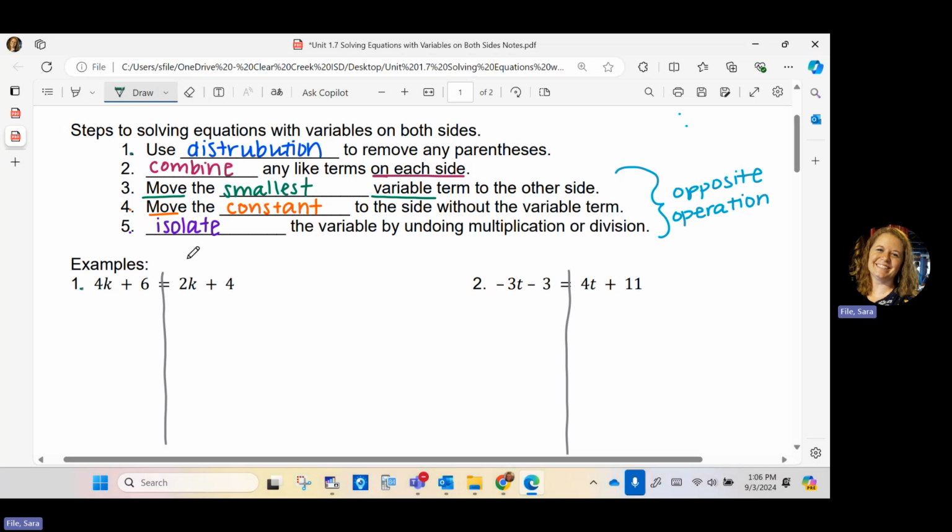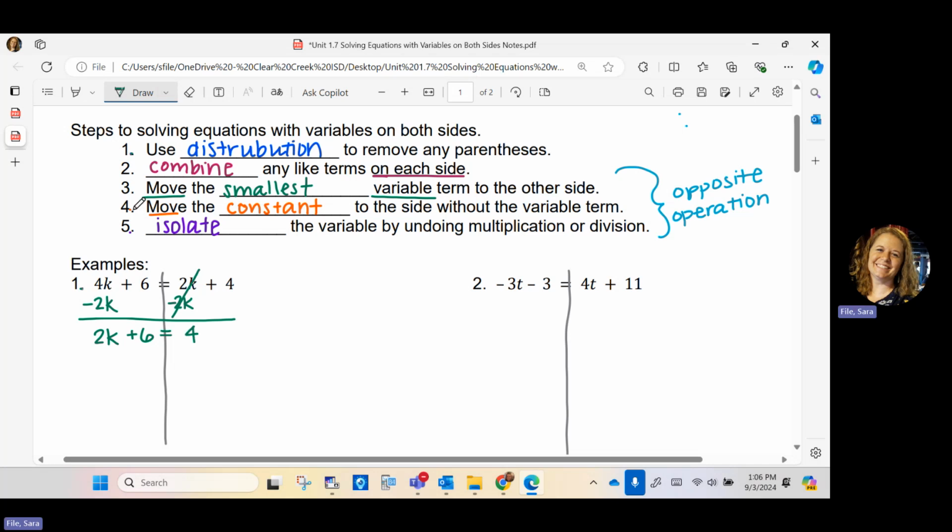And remember, we move by opposite. So the opposite of positive 2 is negative 2. So I'm subtracting 2K because what you do to one side, you do to the other. So it eliminates it from the right side. And 4K minus 2K is positive 2K. And we've still got that plus 6. And then over here, we've just got 4.